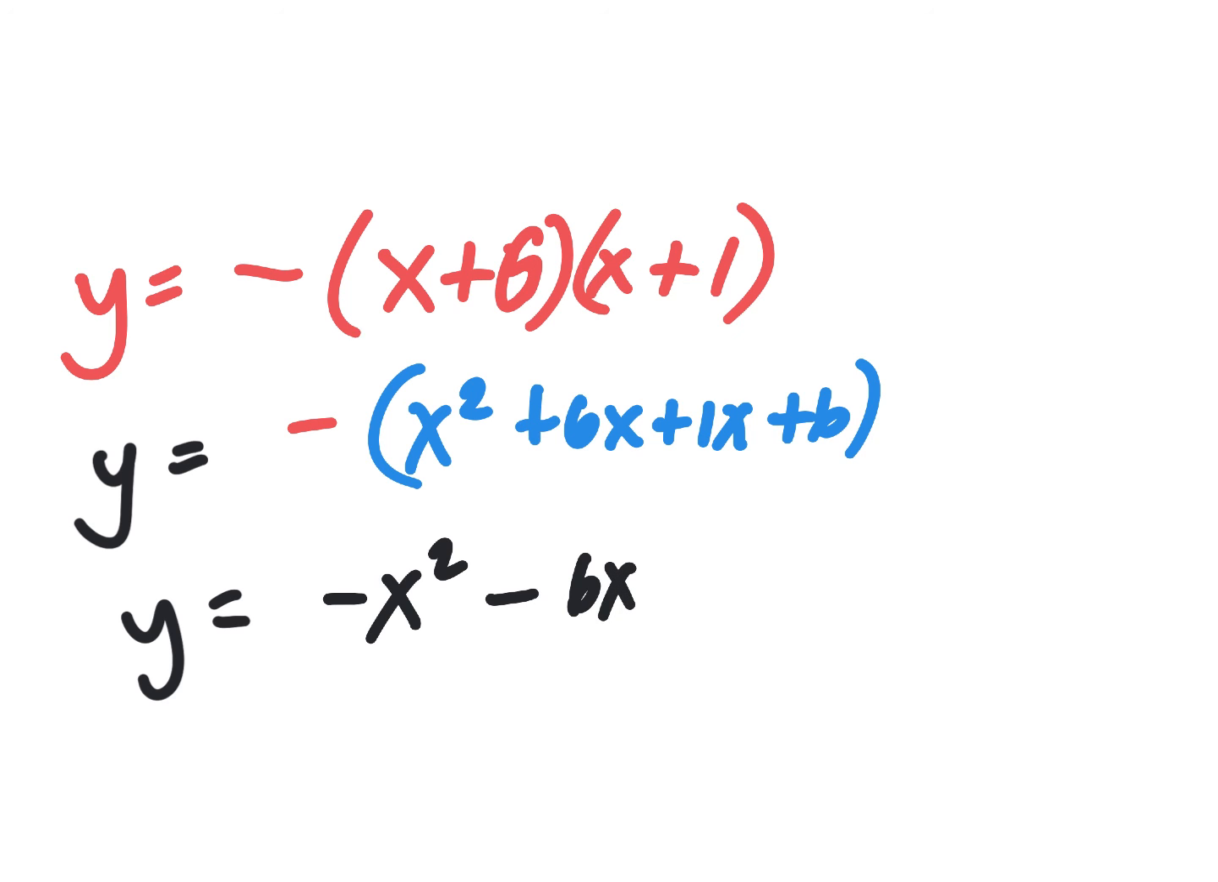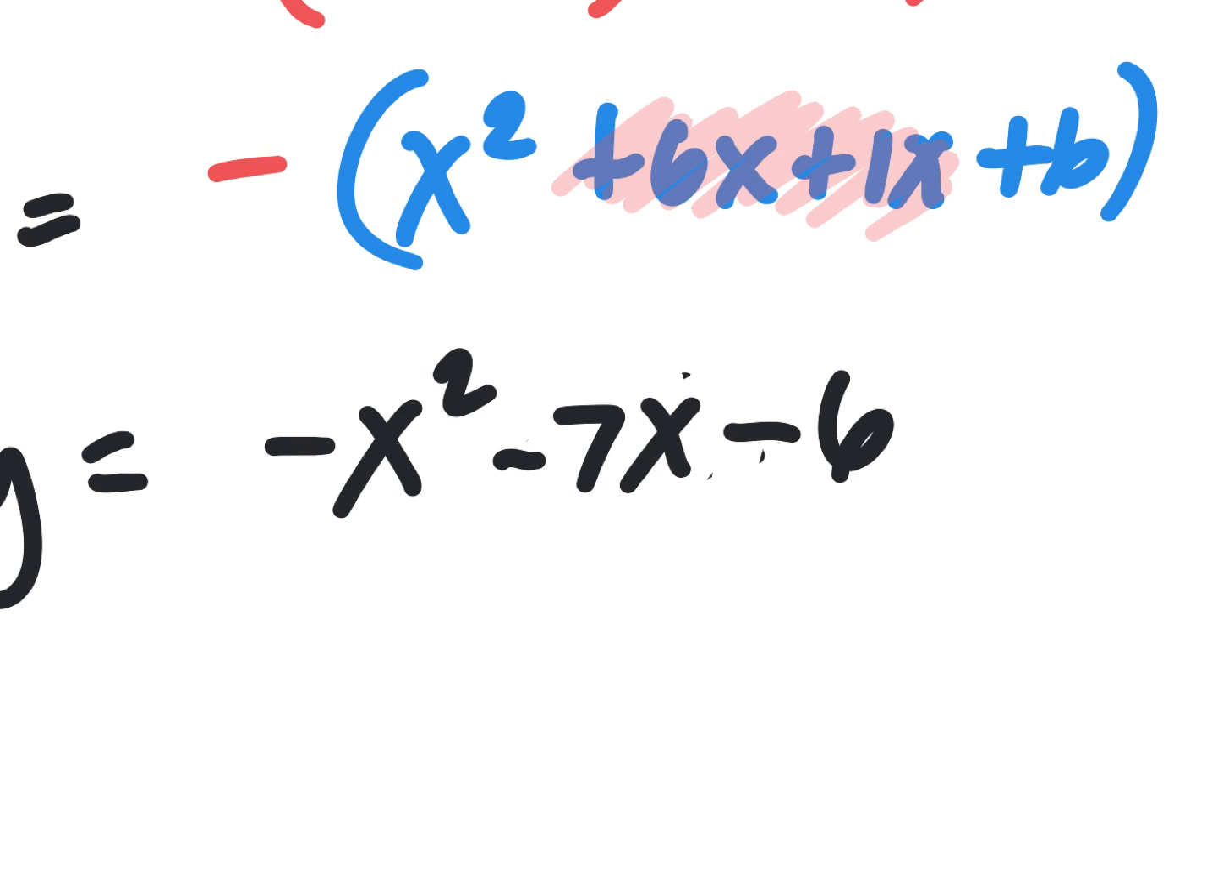Wait. I shouldn't do 6x before I multiply that negative out. I should put these two guys together. And that'll make 7x. Then I can make it negative. So it'll be negative 7x minus 6. Cool. I still don't see the vertex.